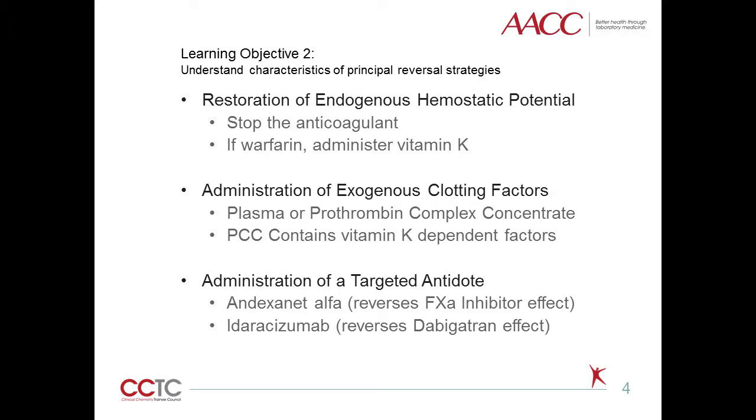Anaphylactoid reactions to intravenous vitamin K and to plasma are very rare, and the risk is likely to be similar between these two options.